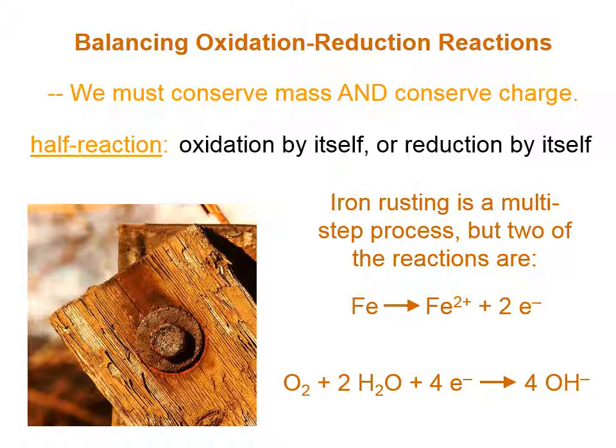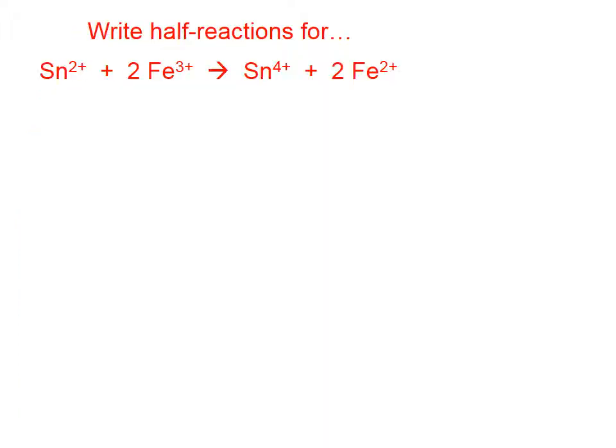And you can see that the one on top is a reaction in which we are losing electrons, and loss of electrons is oxidation. And the bottom reaction is a reduction. We're gaining electrons. These are examples of half reactions. The overall reaction would be the sum of the half reactions. Let's write half reactions for this equation here.